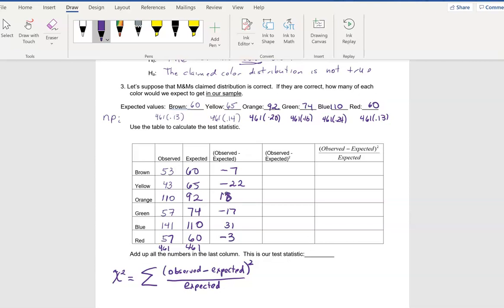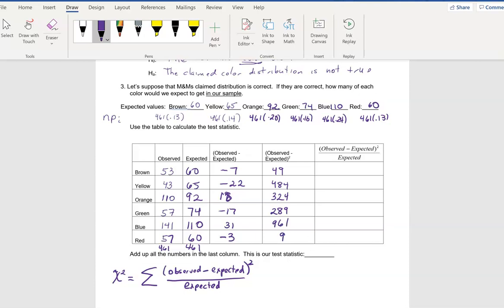We're then going to, after you subtract the two, square it. So this is 49. -22 squared is 484. 18 squared is 324. 17 squared is 289. 31 squared is 961. -3 squared is 9. Okay.